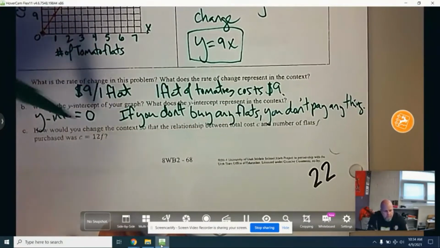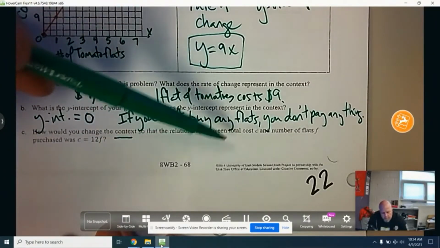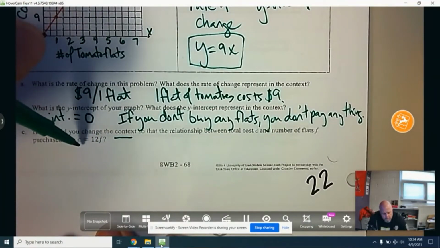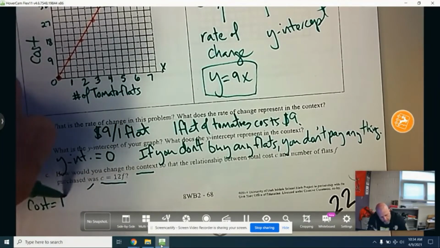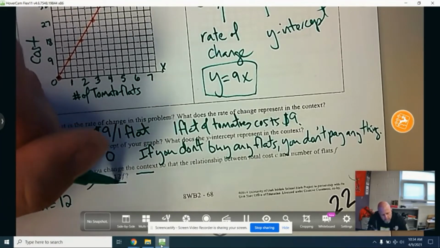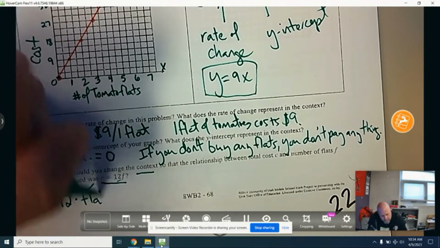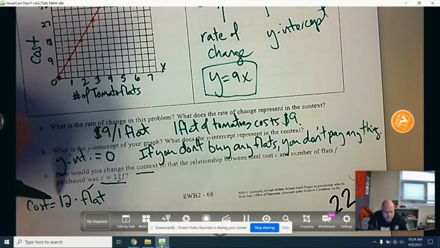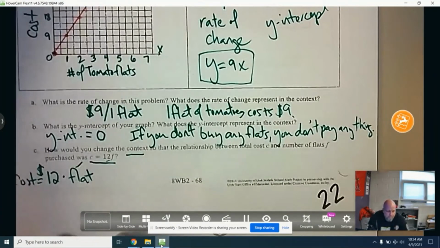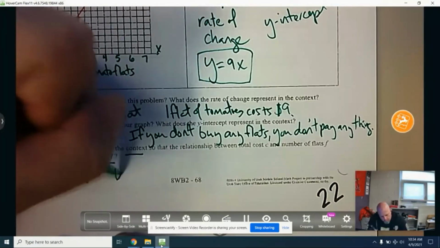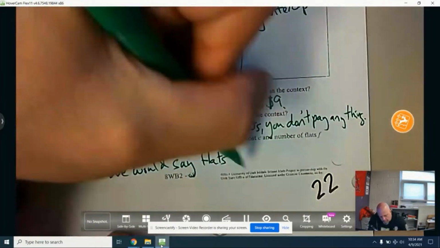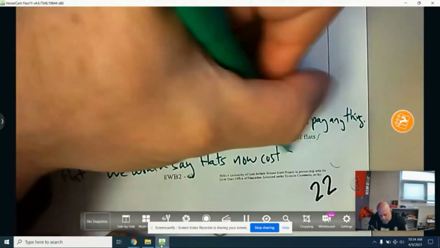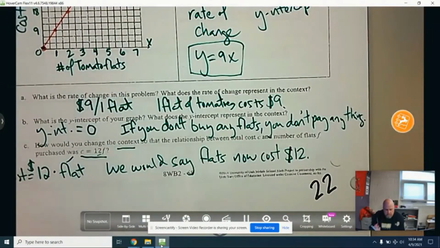All right, now let's see, it says, well, let's look, how would you change the context? Remember, context means story. So the relationship between total cost and number of flats is C equals 12F. So what they're saying here, cost equals 12 times F, so 12 times a flat, which they're basically telling you that the cost is now $12 a flat. So how do we change the story? We would say flats now cost $12. Okay, so to change that equation, we say flats cost $12, not $9.